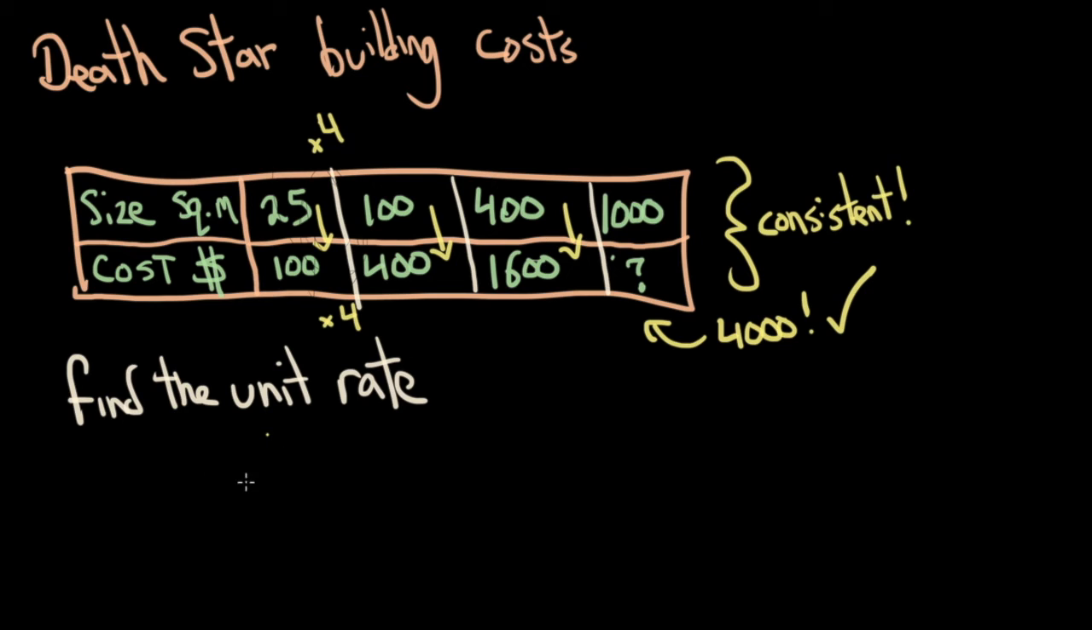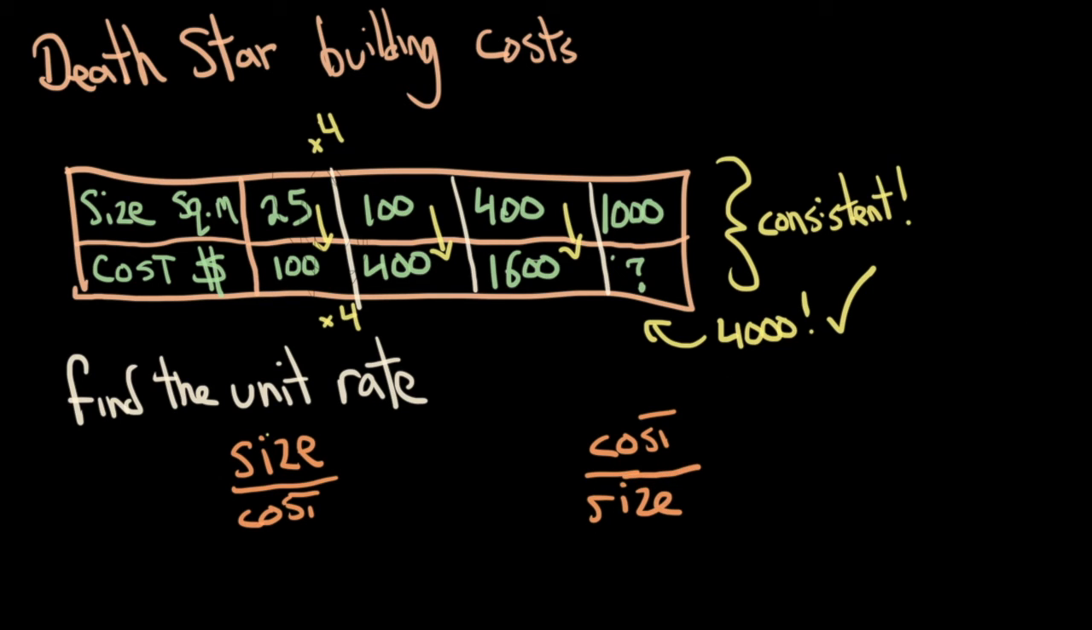So do you want to know it this way? The size over the cost. Or do you want to know it this way? Cost over the size. Remember, the order matters of how you say things. Let's try it both ways, and technically you're right either way you do it. So let's do the size over the cost. And this is all consistent, so it doesn't matter which one you grab.